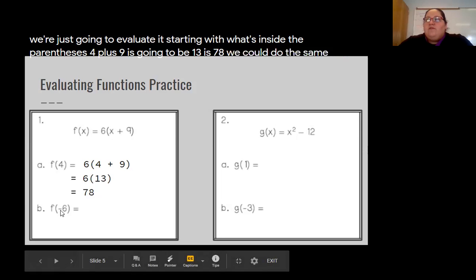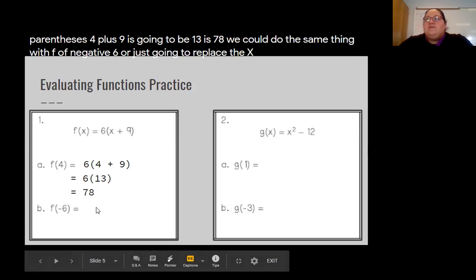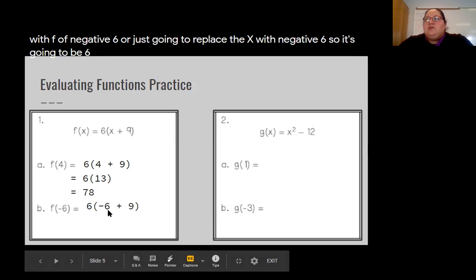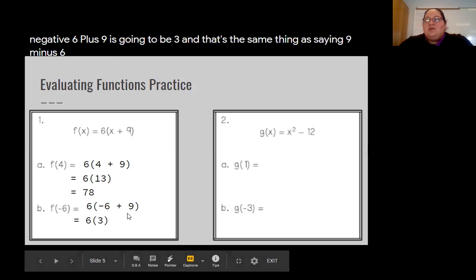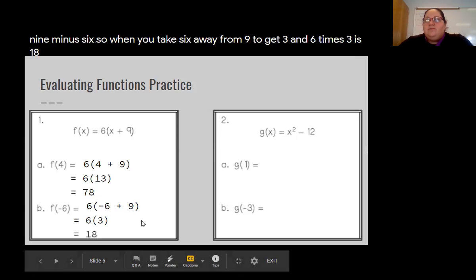We could do the same thing with f of -6. We're just going to replace the x with -6. So it's going to be 6 parentheses, -6 plus 9, close parentheses. -6 plus 9 is going to be 3. And that's the same thing as saying 9 minus 6. So when you take 6 away from 9, you get 3. And 6 times 3 is 18.